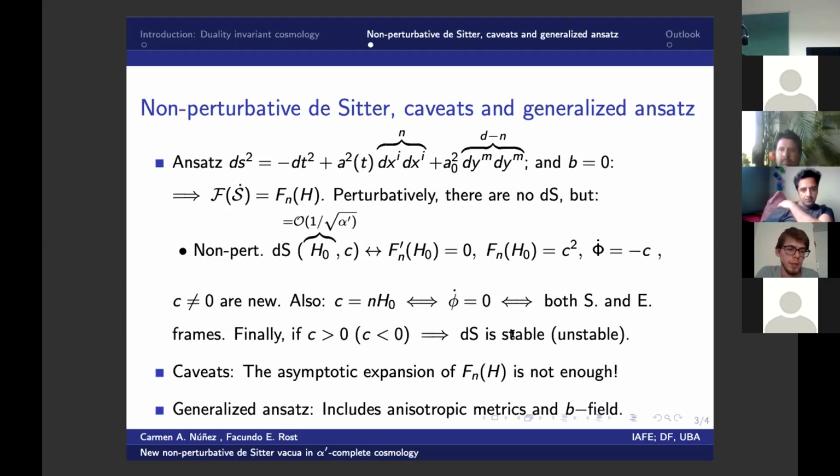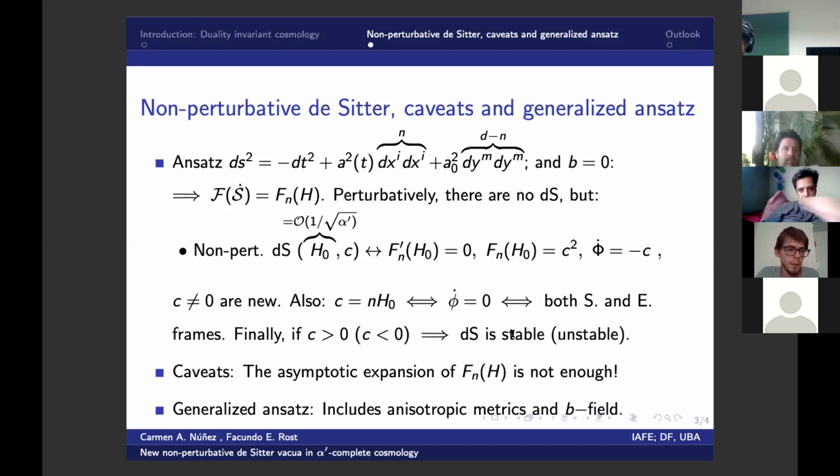Furthermore, we studied certain caveats on the non-perturbative character of these de Sitter solutions. We found that non-perturbative information of the theory is needed in order to assert if it admits these non-perturbative de Sitter solutions or not, and thus the asymptotic expansion of the effective Lagrangian of the theory is not enough to assert this.